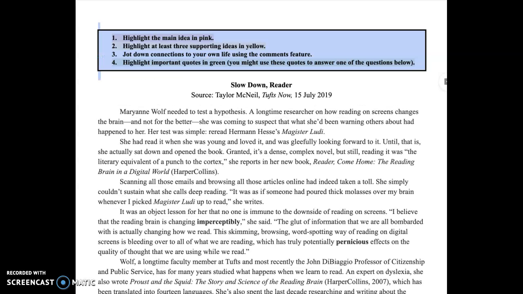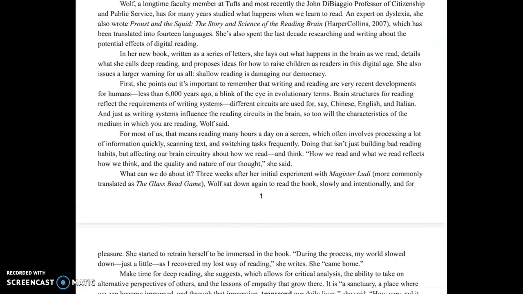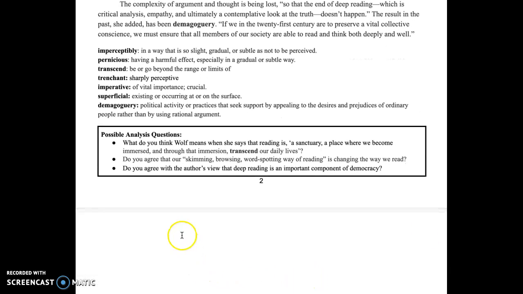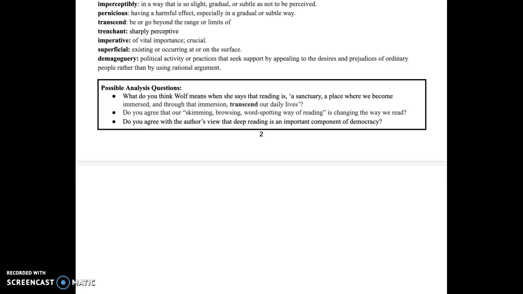So here you can see our article. And again, this is the article that the juniors are going to be reading. And as we scroll down to the bottom, you'll see that I've given you 3 possible analysis questions. So 3 ways to think deeply and focus on one aspect of this article. You may come up with your own analysis question if you want to. These are just suggestions. So we've got number 1, what do you think Woolf means when she says that reading is a sanctuary, a place where we become immersed, and through that immersion transcend our daily lives?